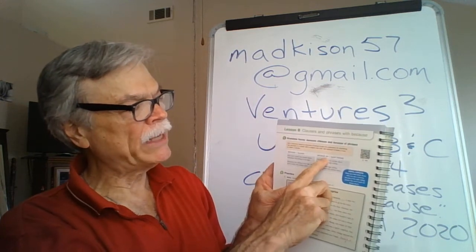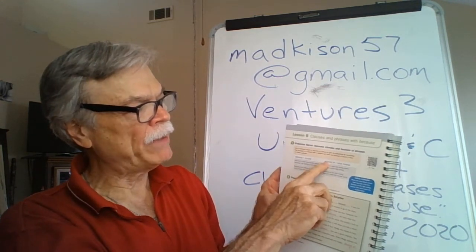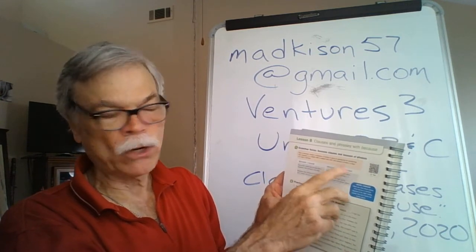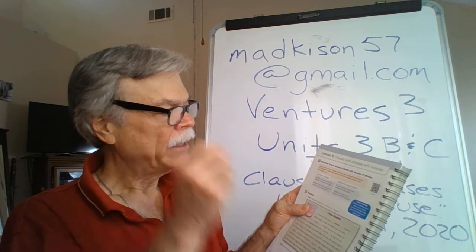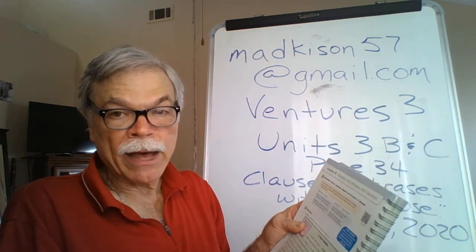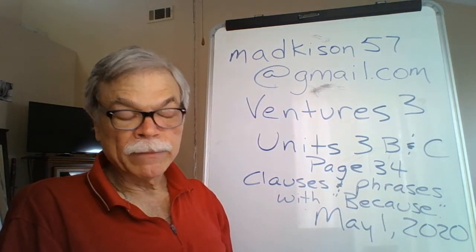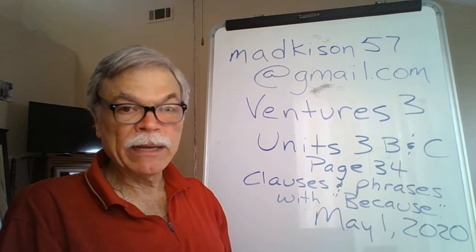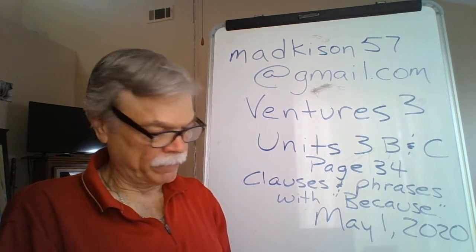Now we're going to look at because of plus a noun phrase. So this is going to be without the subject and the verb. It's just going to be because of and a noun. It says, Anna can't reach the smoke alarm because of the high ceiling. Notice there's no verb. So you say because of, and then the noun, which is the high ceiling.